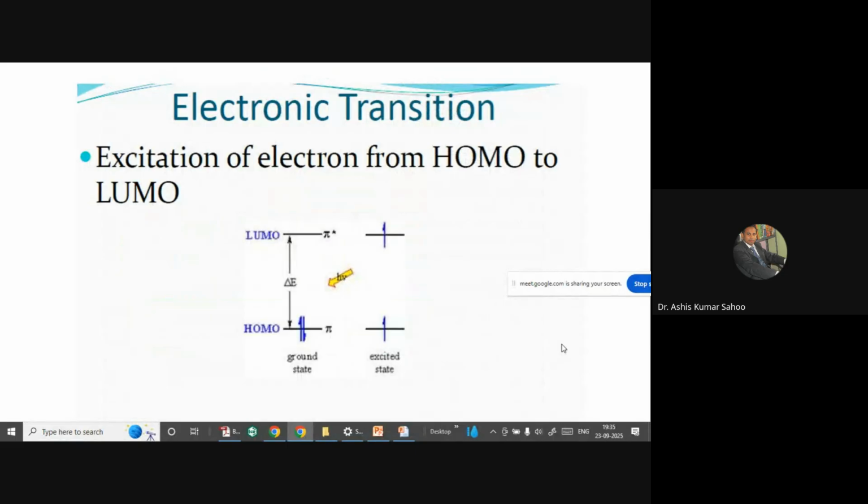HOMO is the highest occupied molecular orbital, from where an electron can jump from HOMO to LUMO, from occupied to unoccupied. So in spectroscopy, we need electromagnetic radiation, ultraviolet and visible, so we see different electronic transitions.